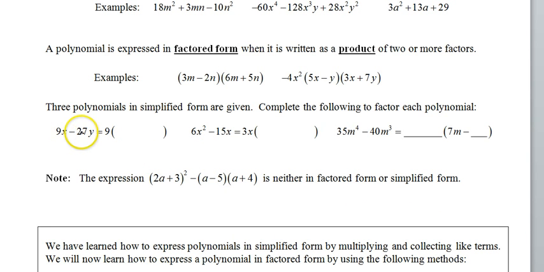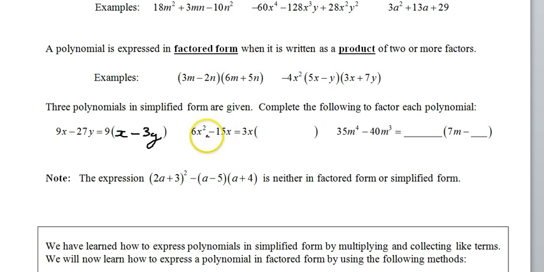So 9x minus 27y. You notice that both of these terms are divisible by 9. That's our common factor. We put it up front, and then we divide each term by 9, giving us x minus 3y. Note that there are as many terms inside the brackets as there are terms in the original expression. Here, the largest number that goes into 6 and 15 is 3. These both have an x, so our common factor is 3x.